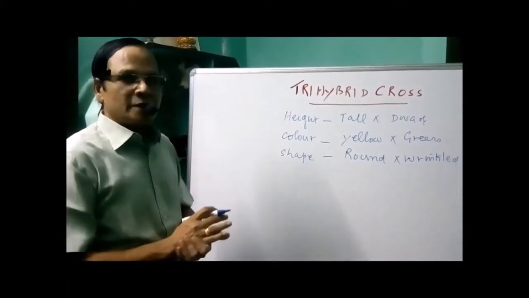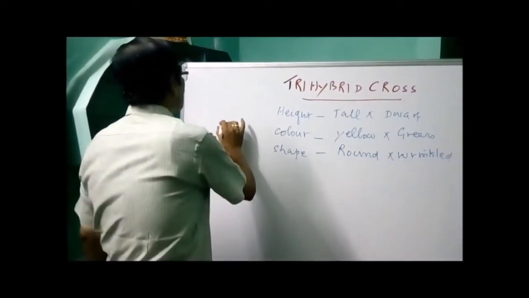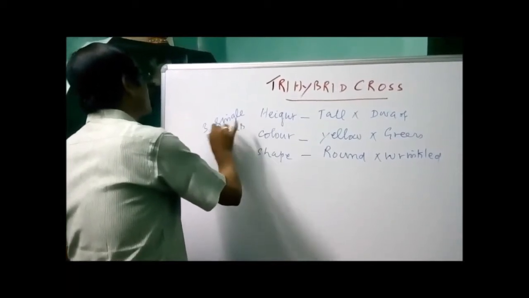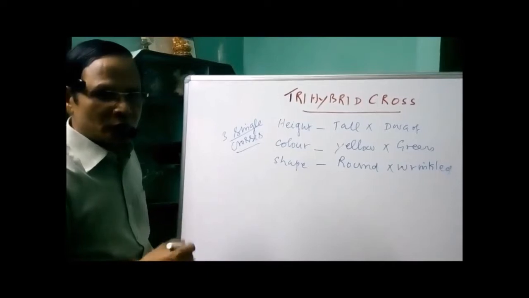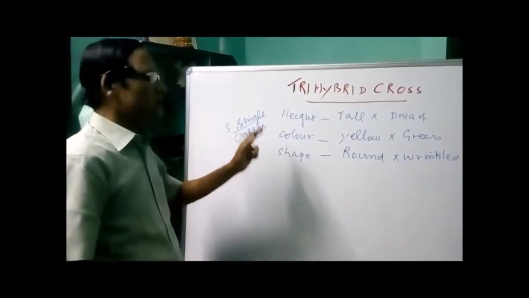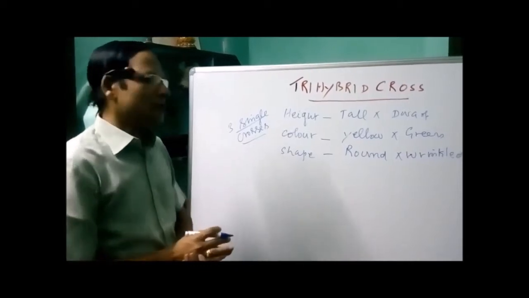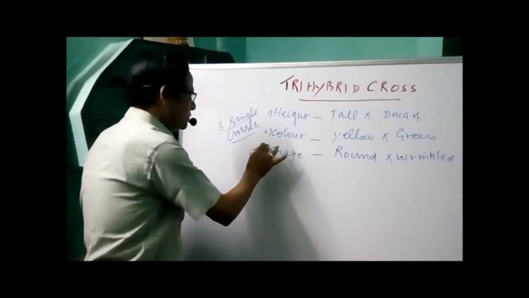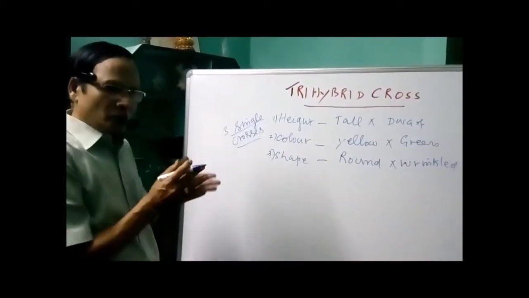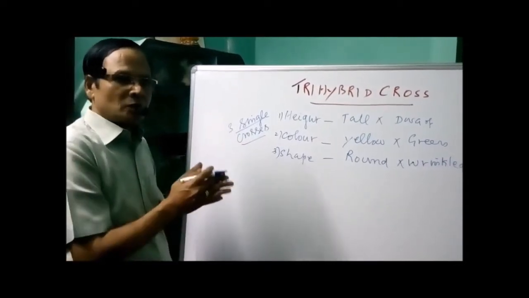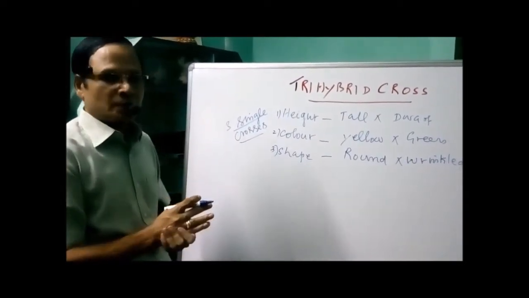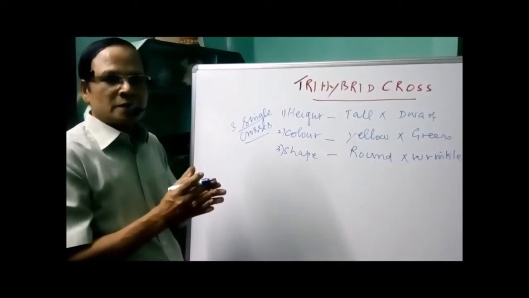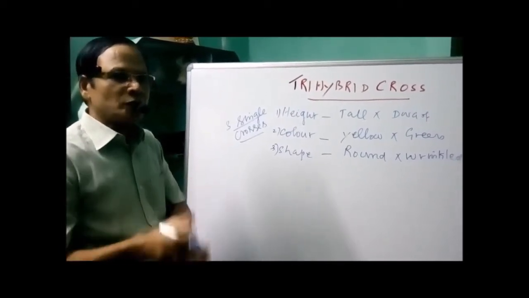So it is nothing but the inheritance of three single processes. A trihybrid cross is a combination of three single processes operating together simultaneously. This is one single cross, another single cross, and the third one, the shape. So it's a combination of three single processes, in contrast to two single processes for a dihybrid cross. All these characters are operating together, so we have to study the inheritance of three pairs of contrasting characters together.